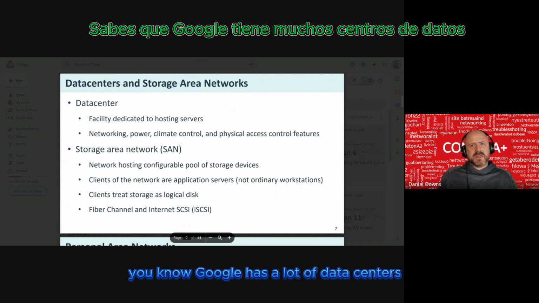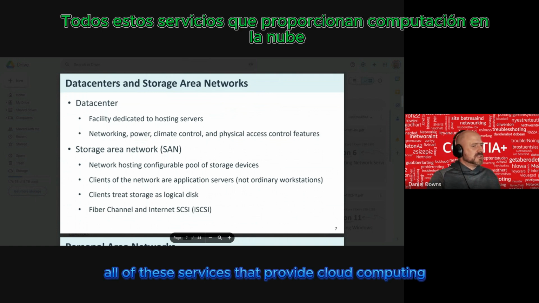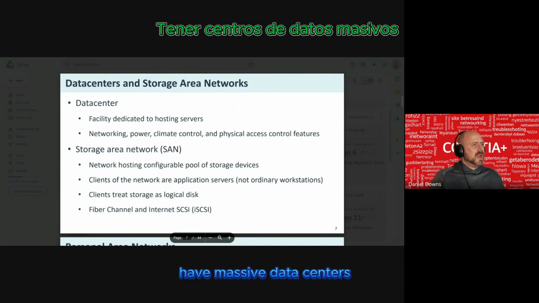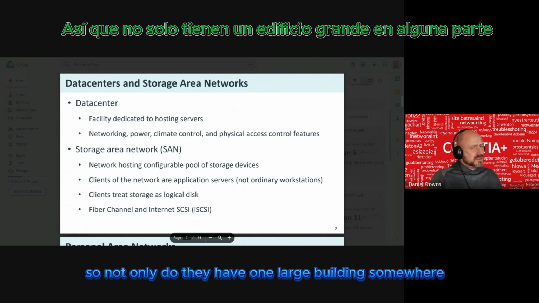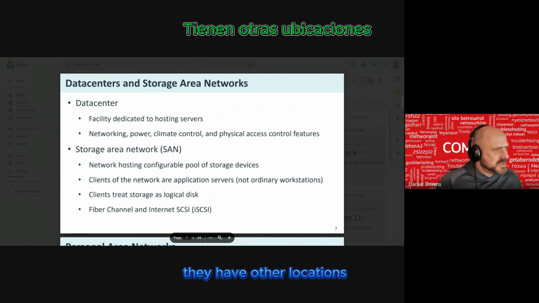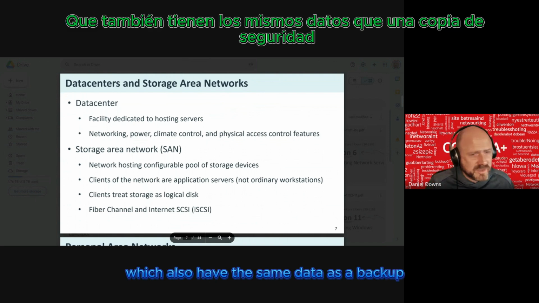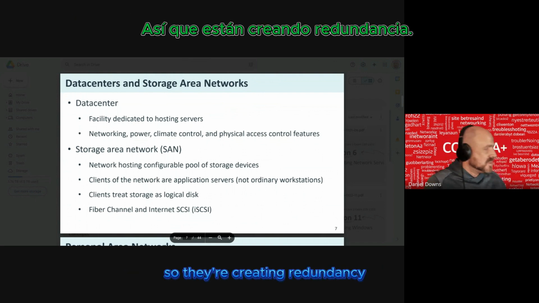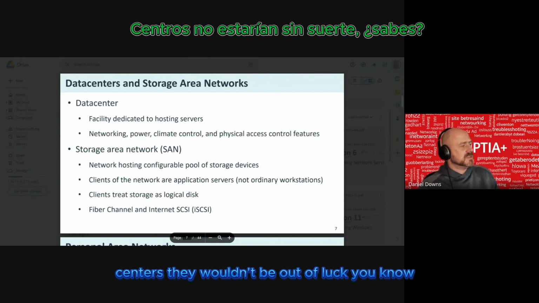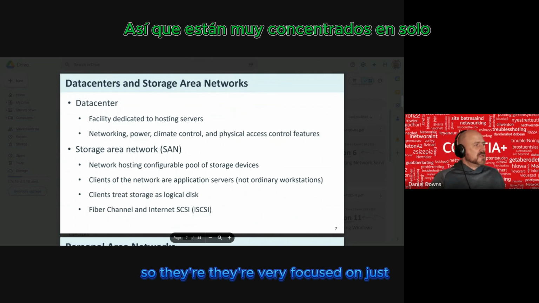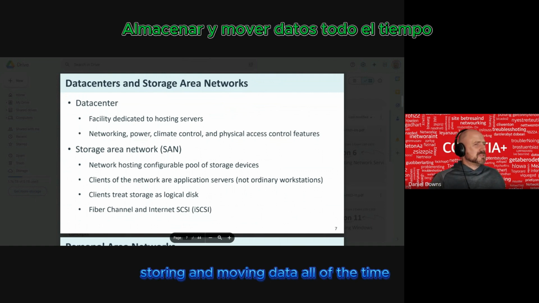Google has a lot of data centers. Amazon has a lot of data centers. All of these services that provide cloud computing have massive data centers. And they also have redundancy for the data center. So not only do they have one large building somewhere that is a bunch of servers, they have other locations which also have the same data as a backup. So they're creating redundancy so that if something were to ever happen to one of their data centers, they wouldn't be out of luck. So they're very focused on backing up, storing, and moving data all of the time.